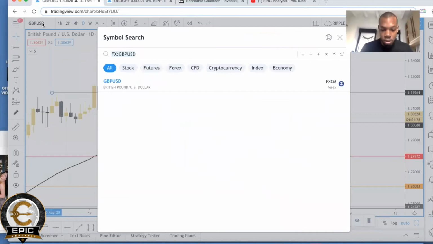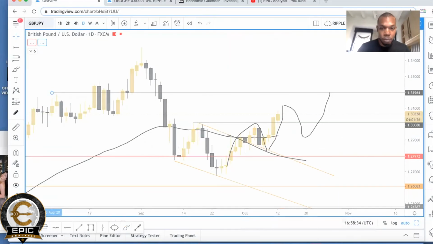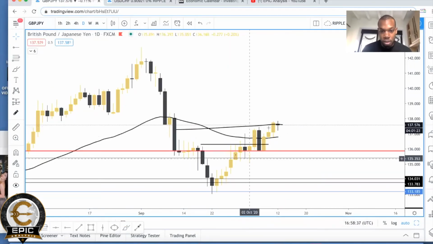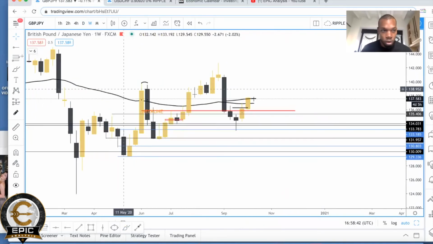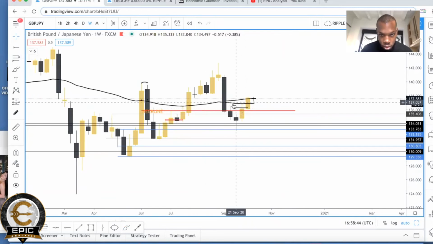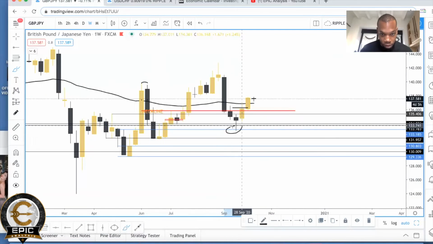All right. GBP JPY. It's kind of within the same logic. So on the weekly time frame, there's something in the way here. Okay, yeah. So on the weekly time frame, you can see the market came in, pinned the support right here, and then it immediately pushed to the upside and broke above the 50 EMA. And this is the weekly time frame.